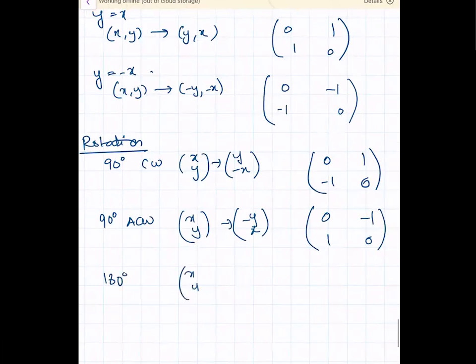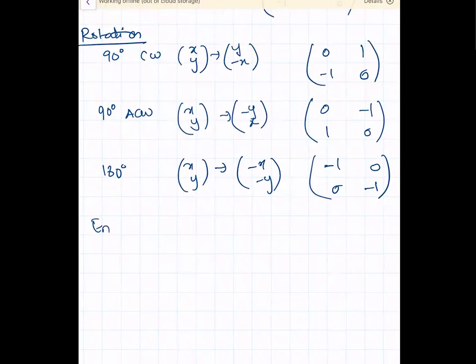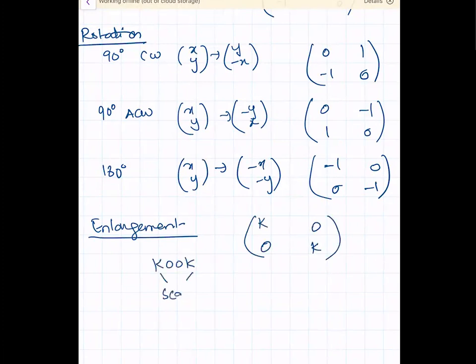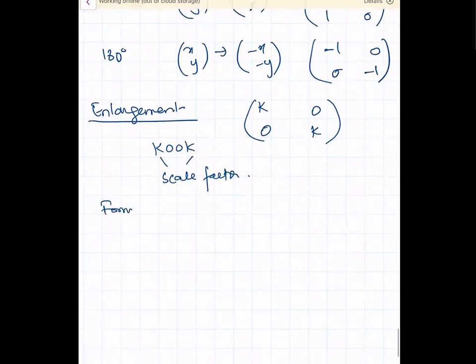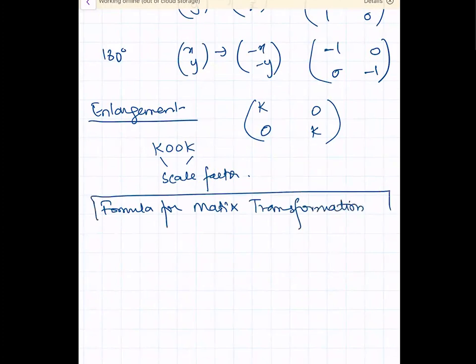180-degree means (x, y) goes to (minus x, minus y), so the matrix is minus 1, 0, 0, minus 1. Now for enlargement, some people say it's kI, where k is the scale. Now the formula for matrix transformation. For these matrices, you have to remember them, and they will ask you to write down these matrices directly. In the previous question, they say state the matrix.